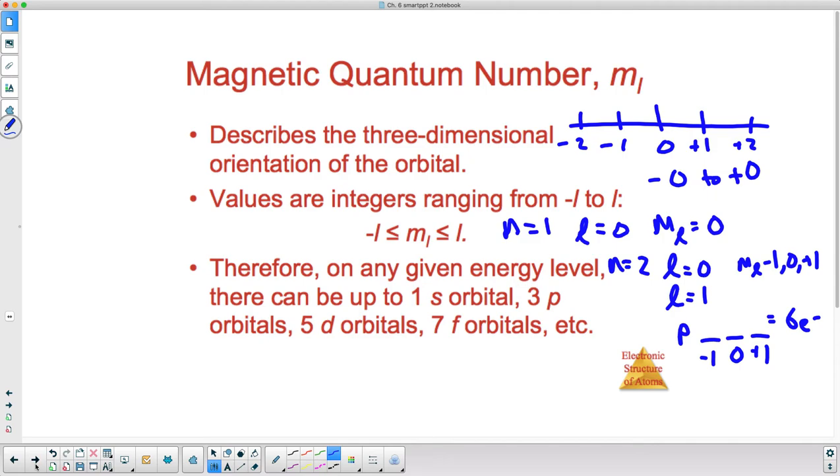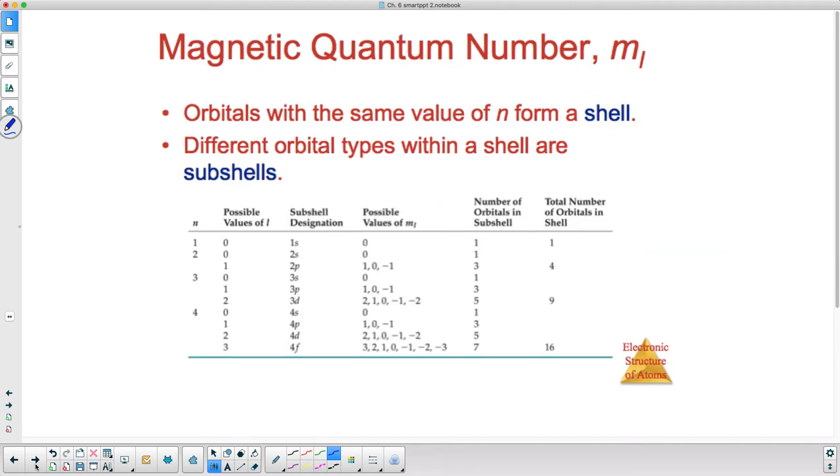Okay, keep going. So the magnetic quantum number, m sub L, orbitals with the same values of n form a shell. So take a look at this. If we're talking about n, this is the main energy level down here: 1, 2, 3, and 4. The possible values of L are 0, but for n equals 2, it's 0 and 1. For n equals 3, it's 0, 1, 2. For n equals 4, it's 0, 1, 2, and 3. So these correlate exactly to the subshell designation, the things we use for electron configurations, as the 1s, the 2s, the 2p, the 3s, the 3p, the 3d, the 4s, the 4p, the 4d, and the 4f.